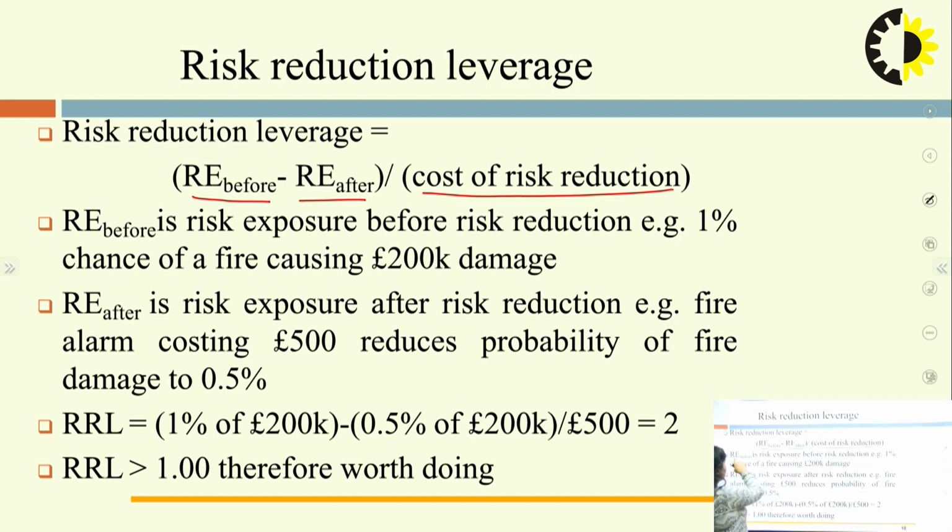RE before is the risk exposure before risk reduction, that is, what the exposure of the risk was before it was reduced. Similarly, RE after means the exposure after the risk reduction methods have been applied. For example, a fire alarm costing 500 euros reduces the probability of fire damage to approximately 0.5%. This is how RE after will be calculated. And if this RRL is greater than 1, then it was worth doing. If the value comes out greater than 1, it means it was worth applying this particular method.